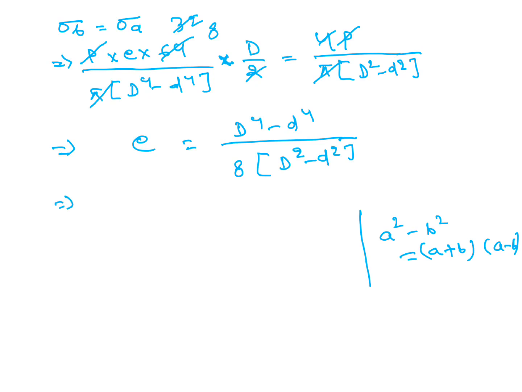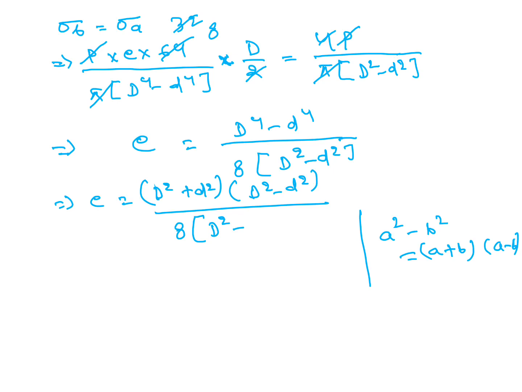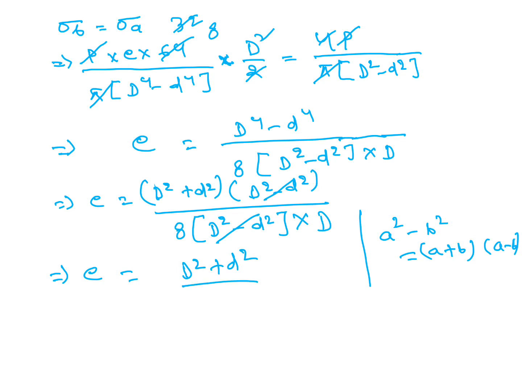So E equal to (D square plus d square) into (capital D square minus small d square) by 8 into (capital D square minus small d square). Cancel this one. One D by 2 we missed here, this D by 2. It should be here, D. And finally E equal to (D square plus d square) by 8D.